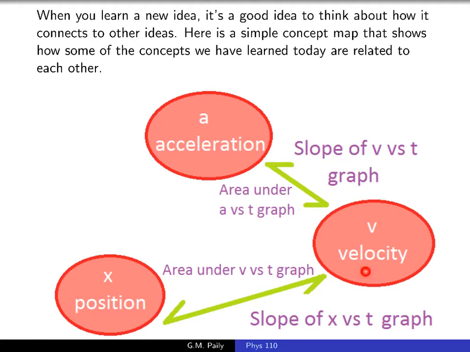Graphically, we can think of these relations as being the slope of a v versus t graph will give us acceleration. The area under the curve for an a versus t graph will give us the change in velocity. The slope of a position versus time graph will give us velocity, and the area under the curve for a velocity versus time graph will give us the change in position.